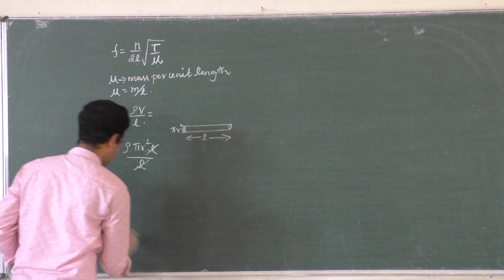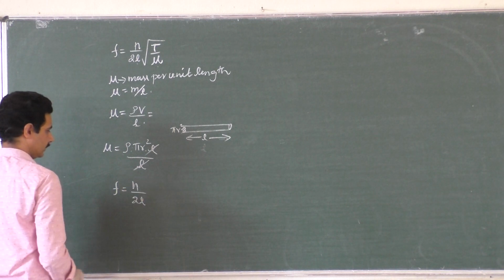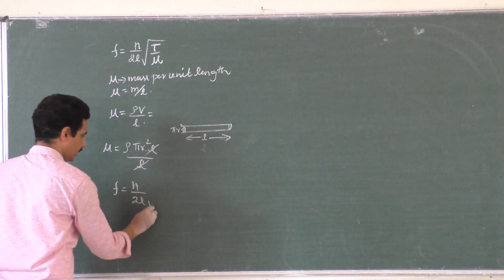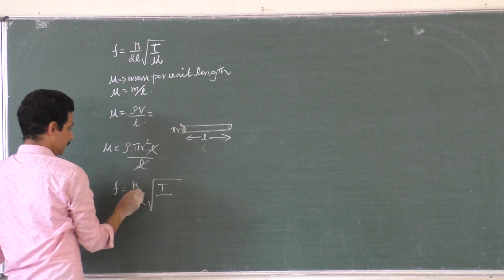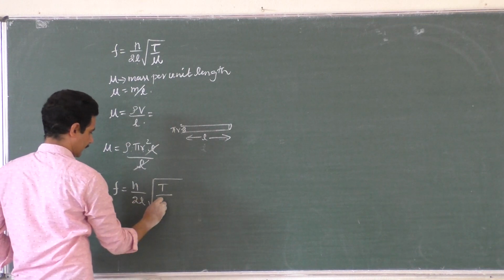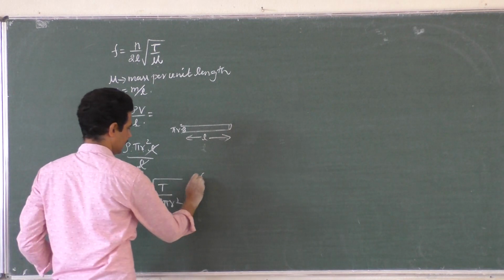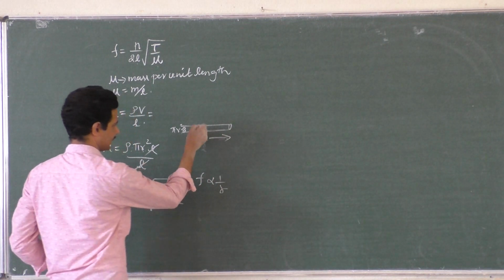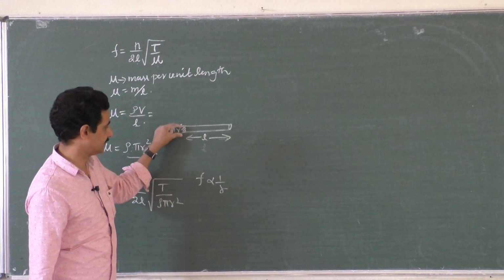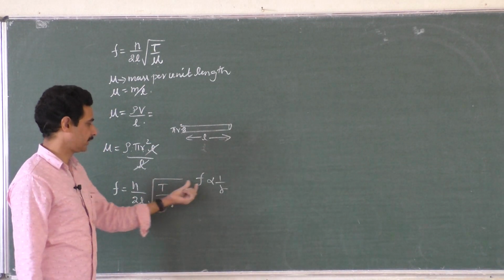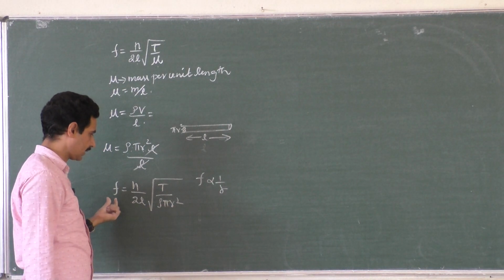So shall I write a new formula for frequency of vibration? n by 2L, n is the number of loops. If it is fundamental, n equal to 1. Root of tension, T equal to mg, by mu. Mu is rho pi r squared. That means frequency is inversely proportional to thickness, radius, or diameter, whatever it is. So the frequency of vibration of a wire is inversely proportional to r, since root of r squared you have. You can take r outside.